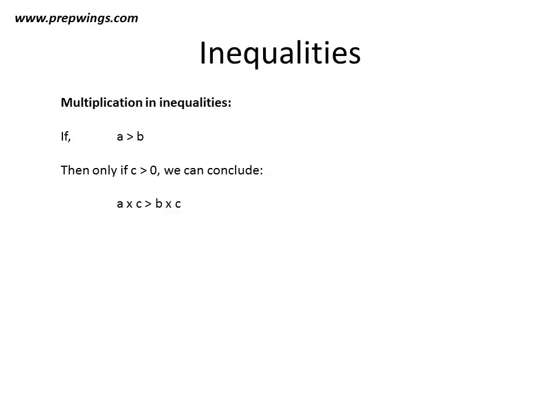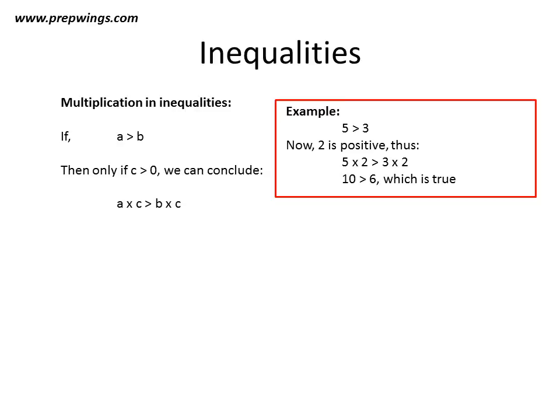Now when we do multiplication, we have to be careful of the number that we are multiplying the inequality with. Okay, so if A is greater than B and if C is greater than 0, means when C is positive, only then we can conclude that A into C is greater than B into C. Okay, we look at an example.